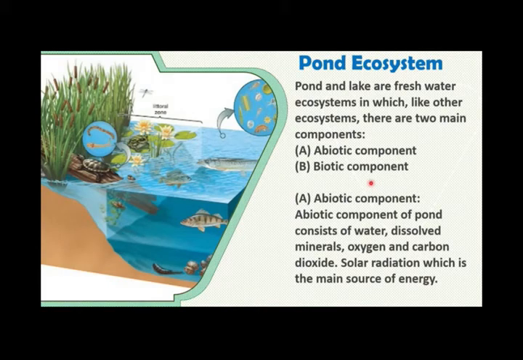So let us study the pond ecosystem. Ponds and lakes are freshwater ecosystems in which, like other ecosystems, there are two main components, the abiotic components and biotic components. The abiotic components are all the non-living components of the ecosystem. They include the water, dissolved minerals, oxygen, carbon dioxide, and solar radiation. Solar radiation is the main source of energy, and with this energy and the dissolved minerals and the gases, the plants can synthesize their own food and develop their body.